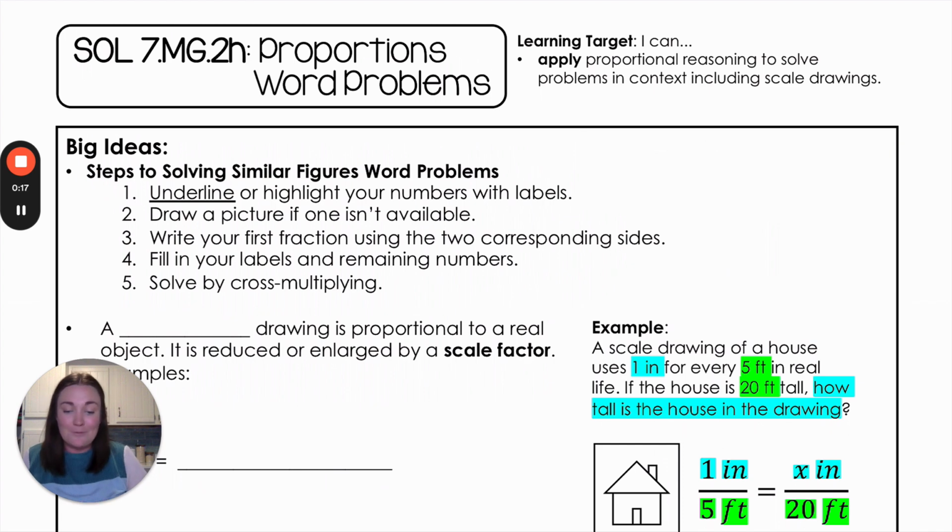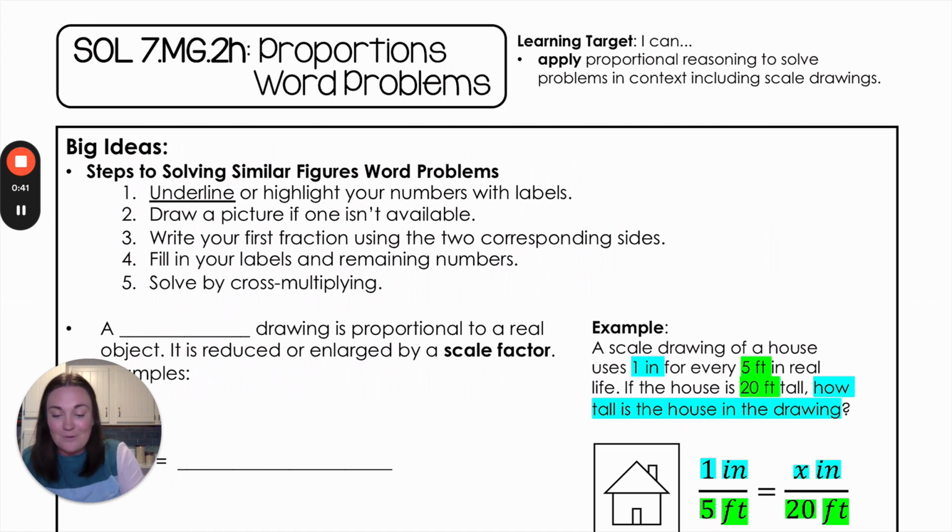So after we read the problem, step number 1 is going to be to underline or highlight your number with your labels. So in these proportion problems, we always have two different kinds of labels. So we have something like inches and centimeters, or time and money. So there's always going to be two separate things we're looking at, and we want to make sure we're keeping it organized right from the beginning. Number 2, if there's not a picture, a lot of times it's helpful to draw one just so we have a visual that goes along with our problem.